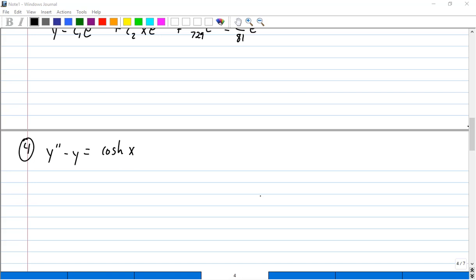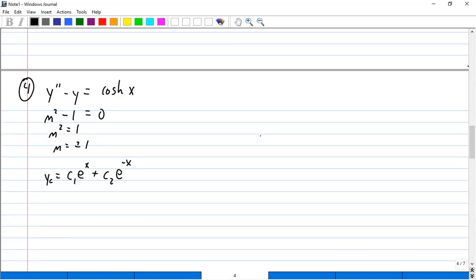All right, so whenever you solve, you get what? You get m squared minus 1 equals 0. Wait, no, you don't get imaginary solutions. So you get m squared equals 1. So m is equal to plus or minus 1. So c sub 1 e to the x plus c sub 2 e to the what? Negative x.